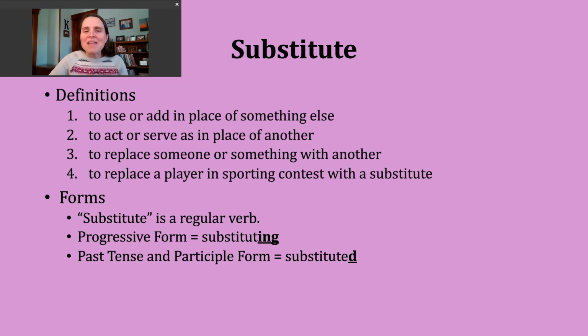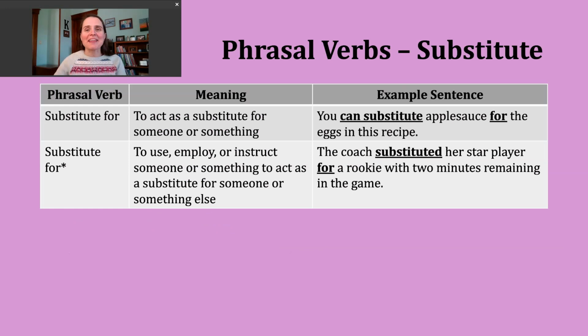But now let's move on and talk about a phrasal verb that you might encounter with our verb of the day, substitute. And that phrasal verb is to substitute for. This phrasal verb can be used in two ways mainly. The first is to act as a substitute for someone or something else. An example of this might be, you can substitute applesauce for the eggs in this recipe. You can see the connection back to that first definition, right? So we're putting applesauce in a particular dish instead of eggs.